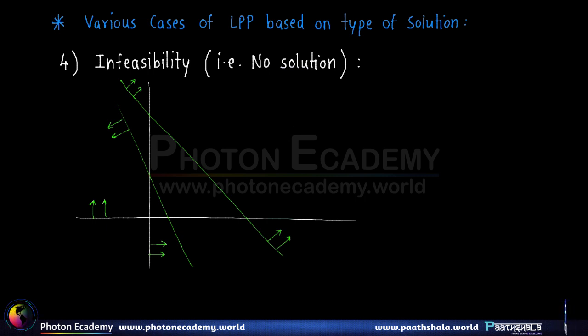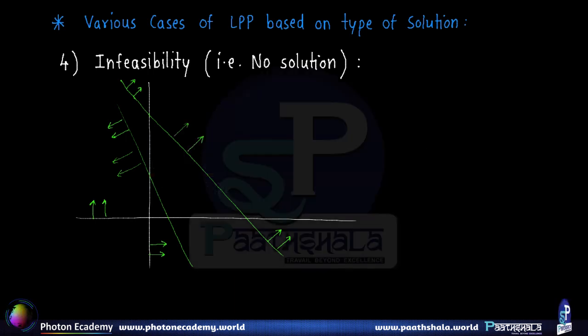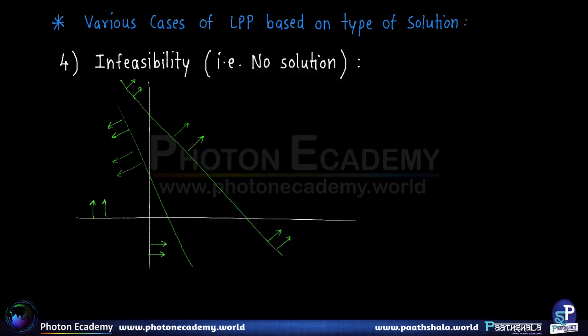Now if you observe closely, there is no region which is common to all of these individual constraints. Because if you see, the region to the left side of this particular constraint and the region on this particular side of the second constraint do not have anything in common. So therefore we cannot find any feasible region of the LPP. Hence this is the situation called infeasibility. And since there is no feasible region itself, there is no solution to the given LPP.